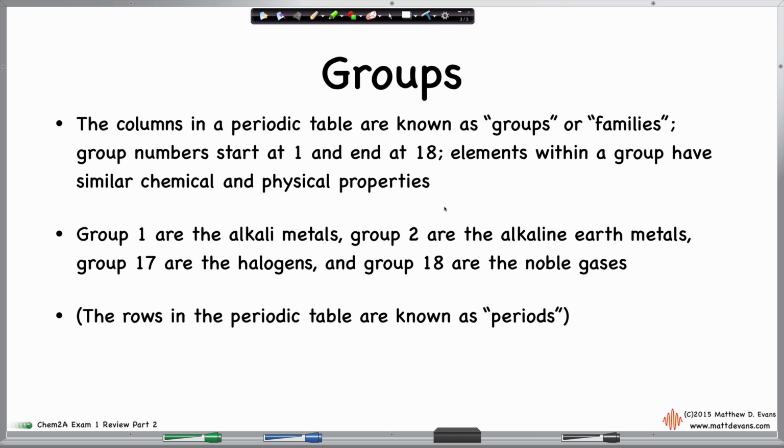Now, the halogens have similar properties. We're going to see that they all pick up 1 electron to form a -1 charge, and the noble gases all have similar properties in that they're non-toxic, they're non-reactive, all kinds of stuff. Okay, so groups are very important when it comes to chemistry.